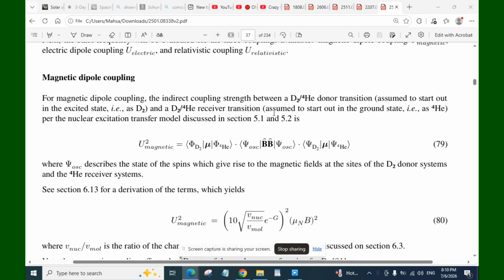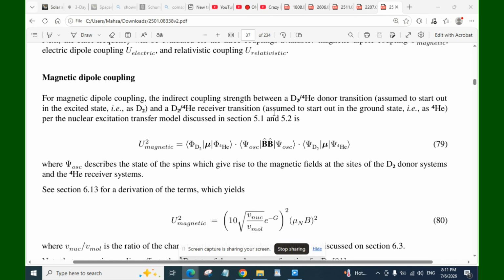Today I want to talk about magnetic dipole coupling for nuclear fusion. For magnetic dipole coupling, the indirect coupling strength between a deuterium and helium-4 donor transition, assumed to start out in the excited states, for example as deuterium and a deuterium helium-4 receiver transition assumed to start out in the ground states, for example as helium-4, per the nuclear excitation transfer model discussed in sections 5.1 and 5.2, is as follows.